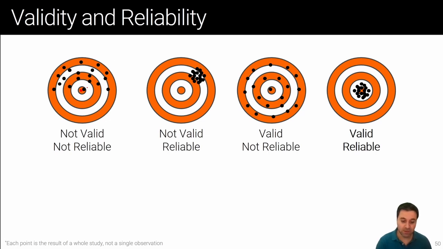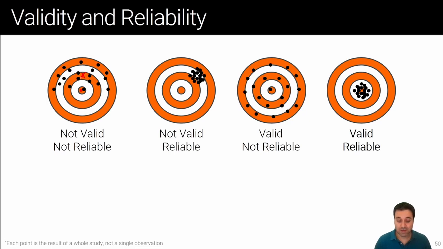So we could have something like in the first example, in which we do not have a valid claim because on average, we are off the target. We have a certain bias, right? It's like on average, we are around here and that's not the center. And on top of that, we are not reliable because any given experiment is going to vary too much around that point. And so we are not going to be able to claim with confidence.